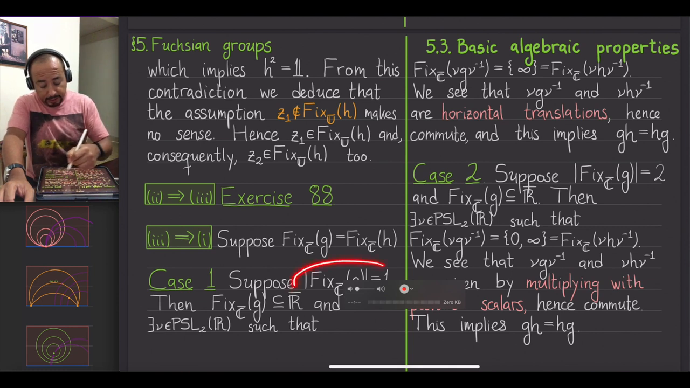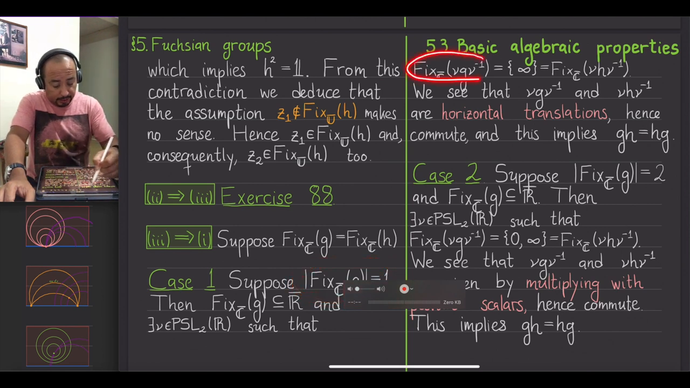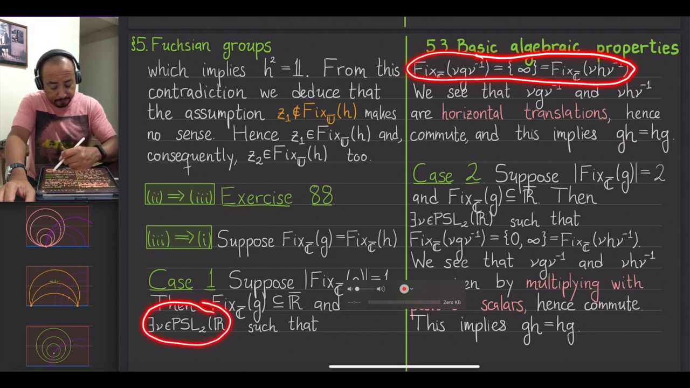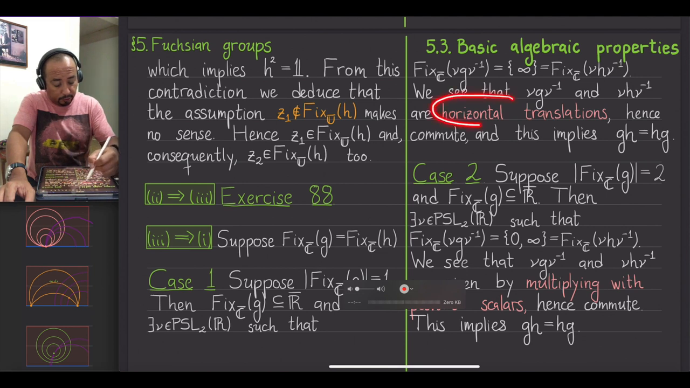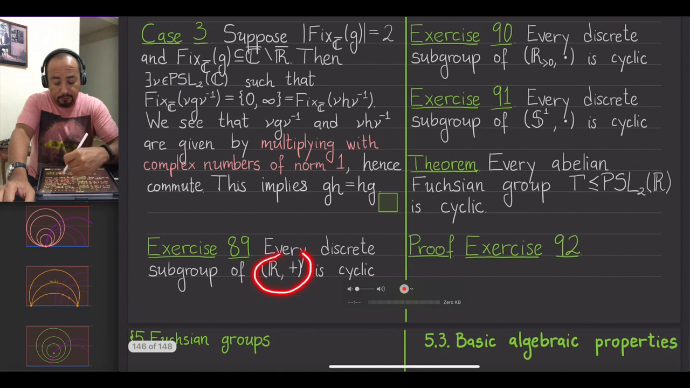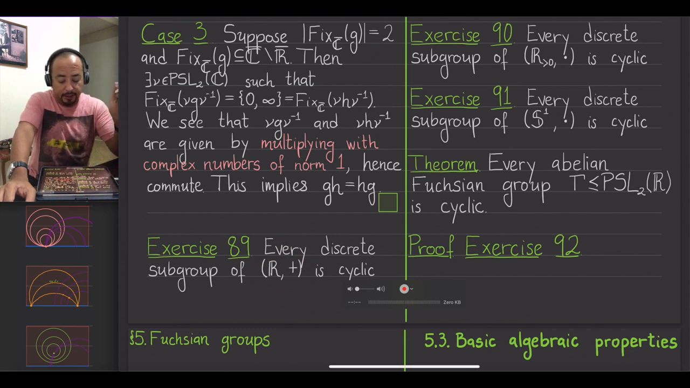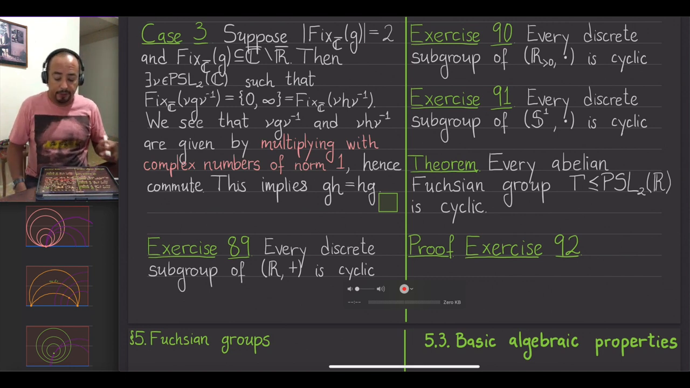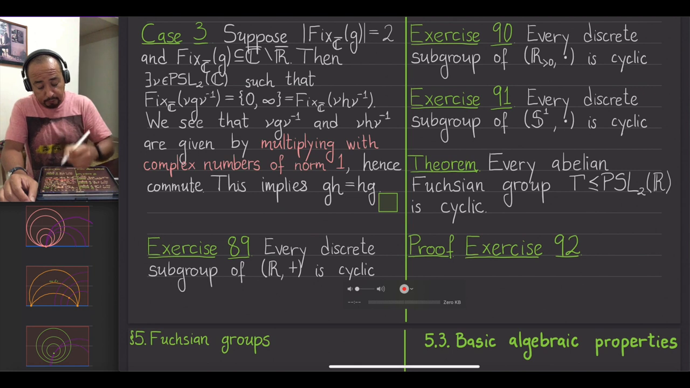But you see, in this case, I can see that the whole group is conjugate in PSL2R to the group of all horizontal translations. But think about it, the group of all horizontal translations is this group in disguise. So this means that gamma, which is discrete, is conjugate to a subgroup of this. That subgroup must be discrete because conjugation is a homeomorphism, right? So that subgroup to which it is conjugate must be cyclic by this exercise. So gamma itself must be cyclic.